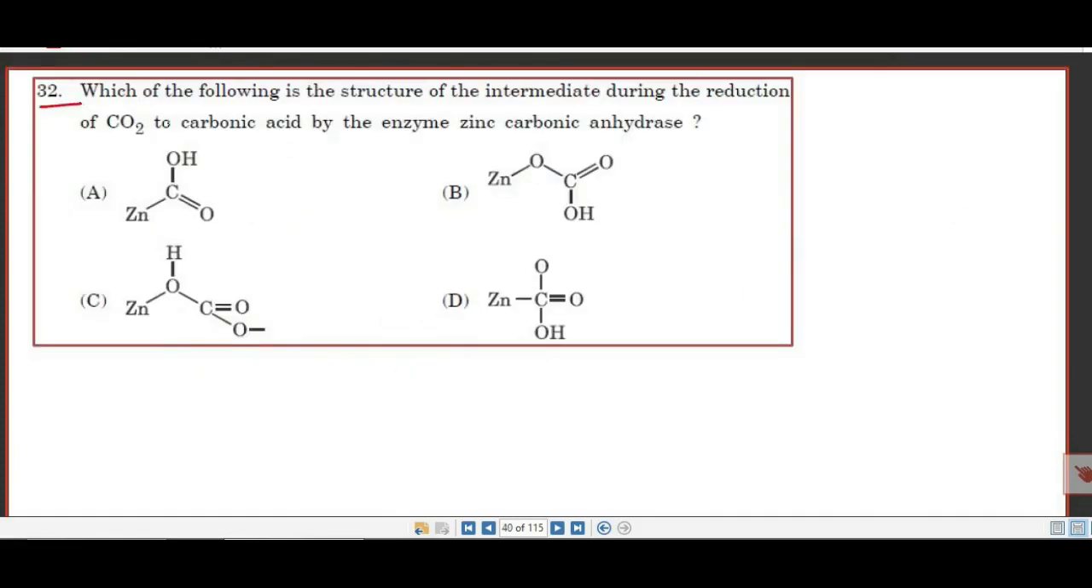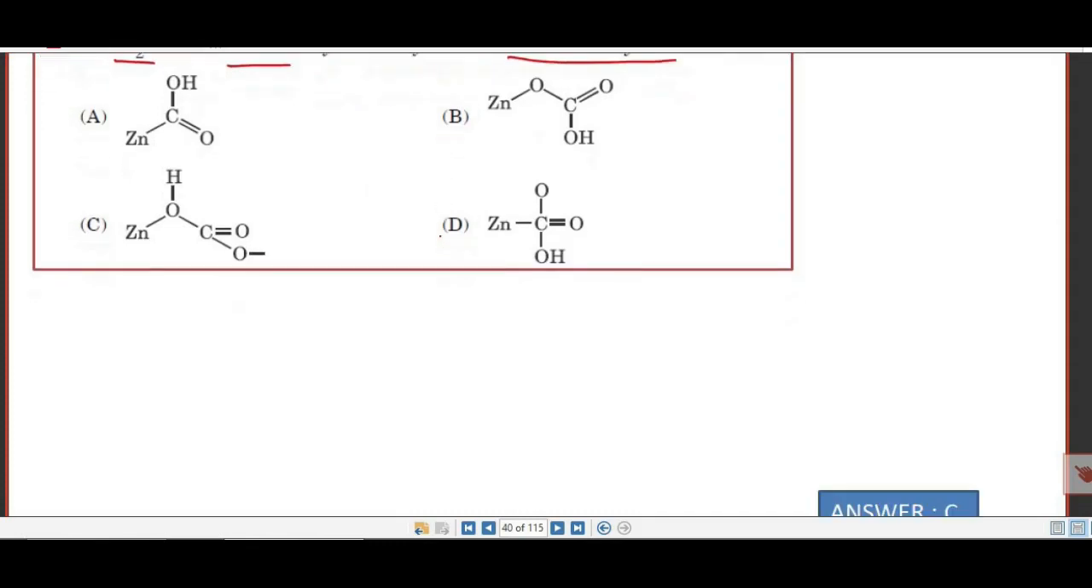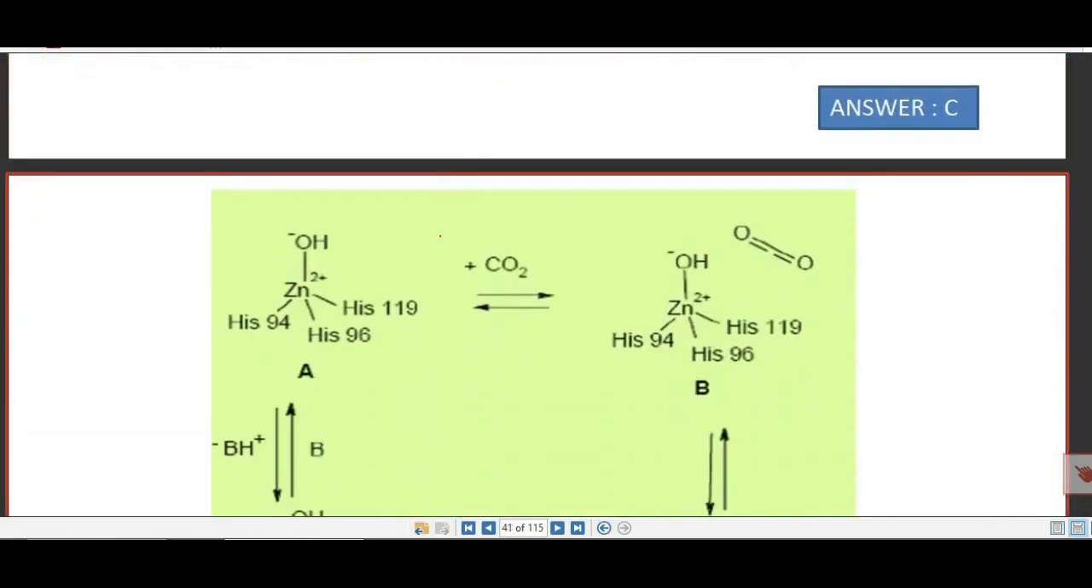Question number 32. Which of the following is the structure of the intermediate in the reduction of carbon dioxide to carbonic acid in the enzyme zinc carbonic anhydrase? In carbonic anhydrase, which will be the intermediate? They are asking for the intermediate. Four options are given in this. Let us see the mechanism.